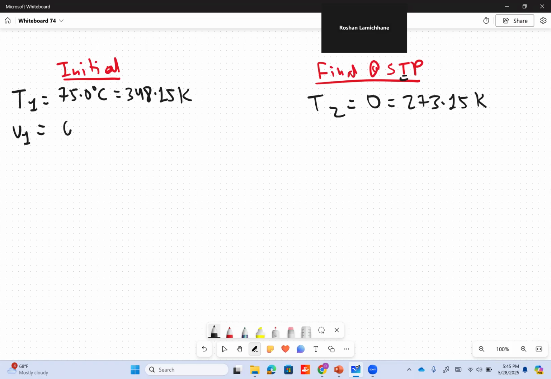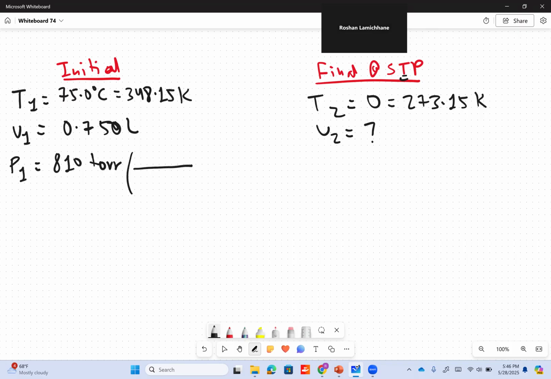Now, the volume has been given to me as 750 milliliters of nitrogen. I'm going to directly convert that to liters, and I'll let you know why in a little bit. My volume 2 is what I'm trying to find out. And finally my pressure, the first set of conditions, is given to me as 810 torr, and I'm going to convert that to atm.